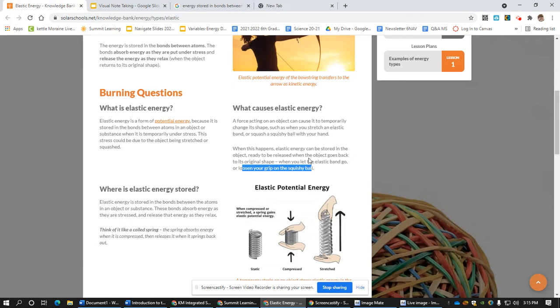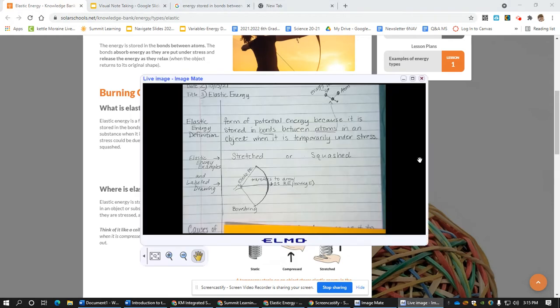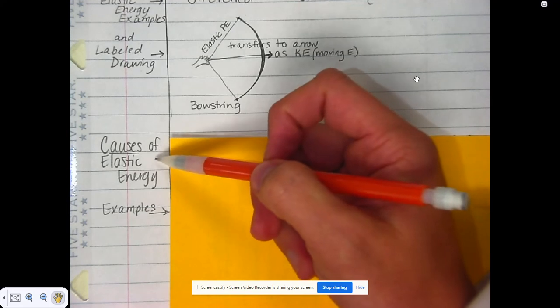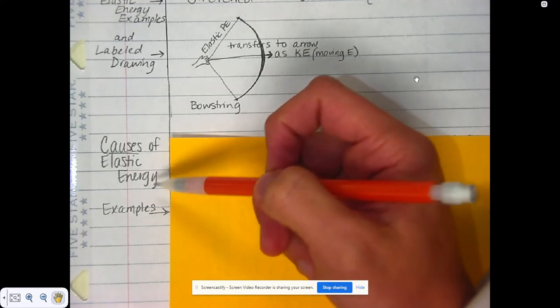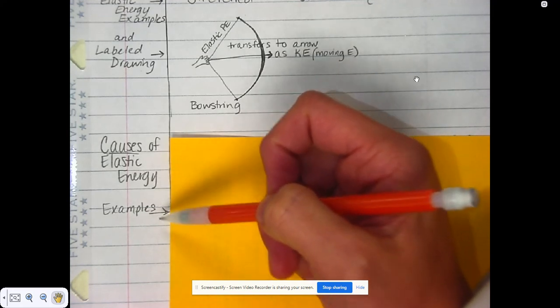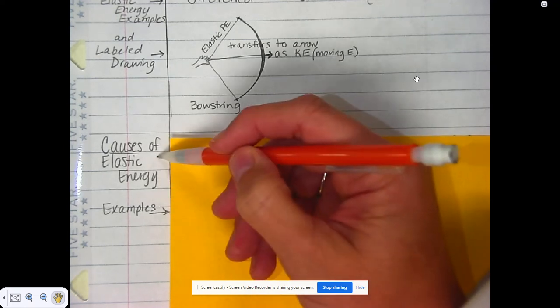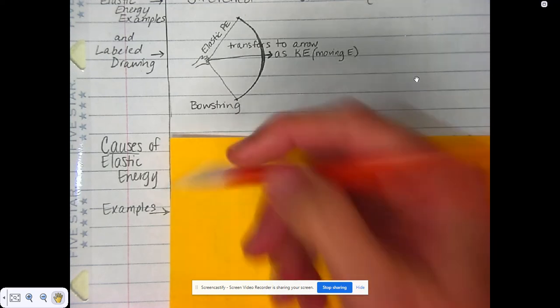Okay? So I'm going to continue on. I don't have this picture just yet. I'm going to try to figure out what is important in this into my notes. So again, I continue on and I put down causes of elastic energy. And that paragraph mentioned a couple examples. So right away, I'm going to put examples right there. So that's kind of my Cornell notes, how I go about doing that.